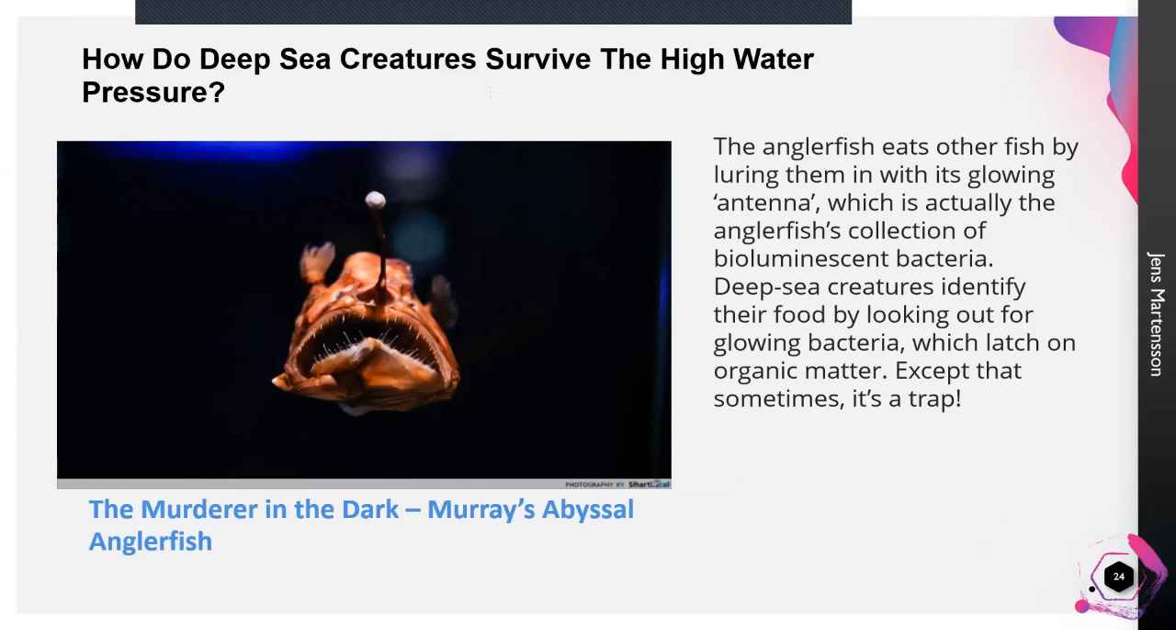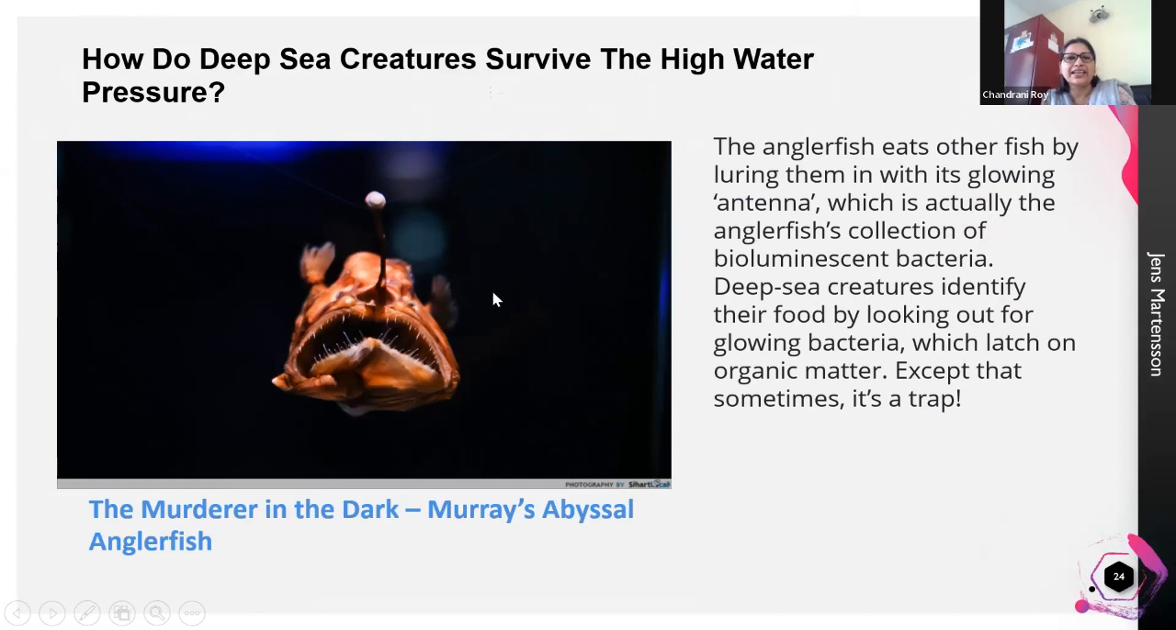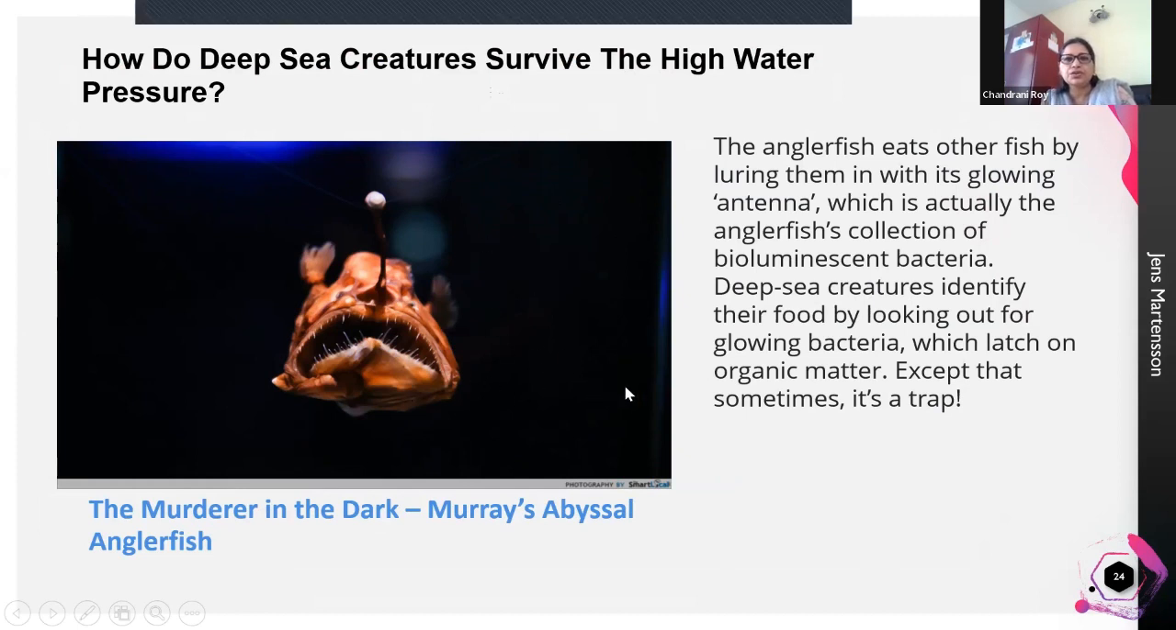So this very, very strange looking animal lives in extreme depths of the ocean, and it is called an angler fish, which eats other fish in that area, and it tempts other fish with the help of this antenna. And what is this antenna? It is nothing but a collection of some bioluminescent bacteria. The deep sea creatures identify their food by looking out for glowing bacteria which latch on organic matter. So other fish understand that this is bacteria and come towards it for food, and that is when this angler fish can catch those fish. So it's a mechanism to thrive under the deep waters.